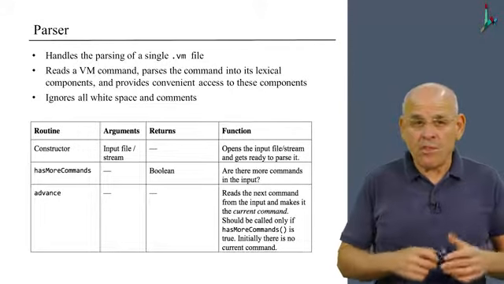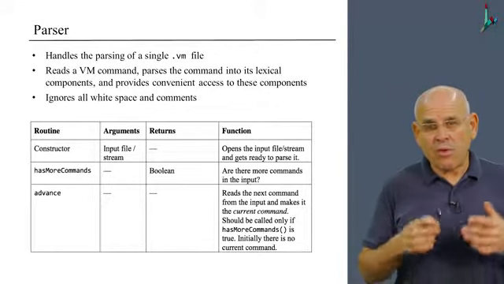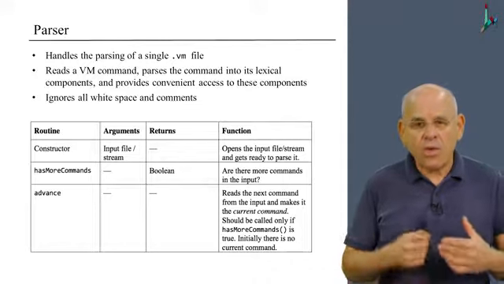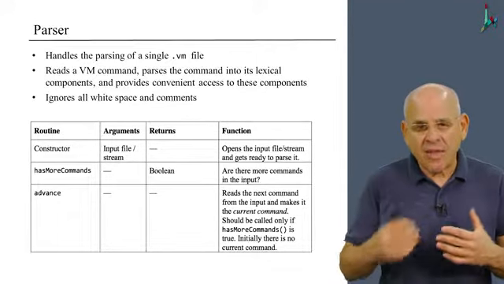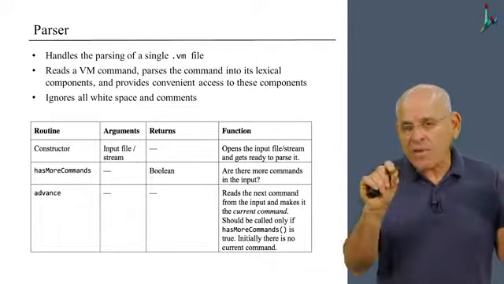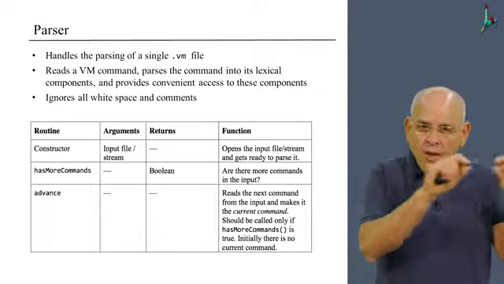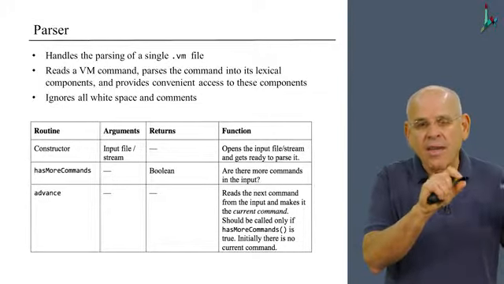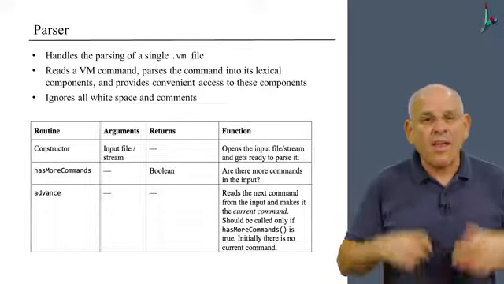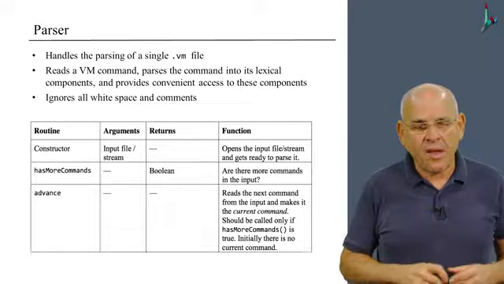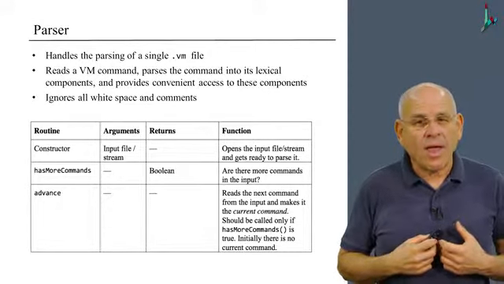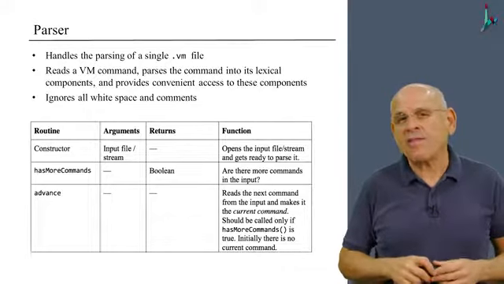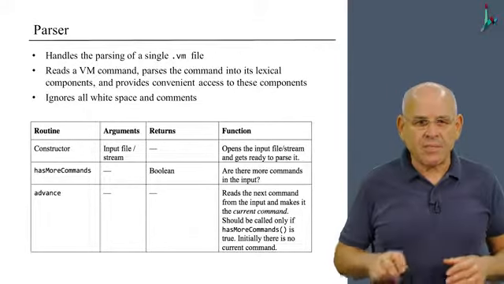If there are more commands to process, if has more commands is true, then we can do an advance. And by advance, we take the current command, the command that we are now looking at in the file, and we turn it into what we call the current command within our program. And we are going to refer to this current command in many different places.